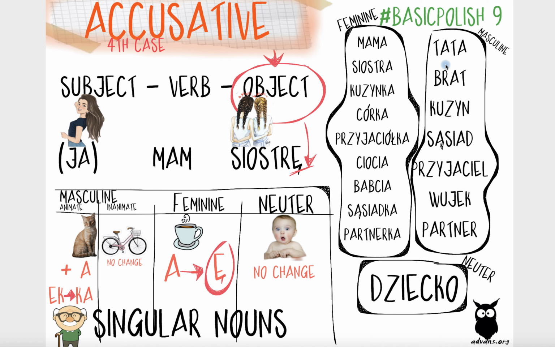Mam kuzyna. I have a cousin, that is male. So the word on its own, unchanged, would be cousin without any change at the very end here. But together with the noun in a sentence, mam kuzyna. I need that a.